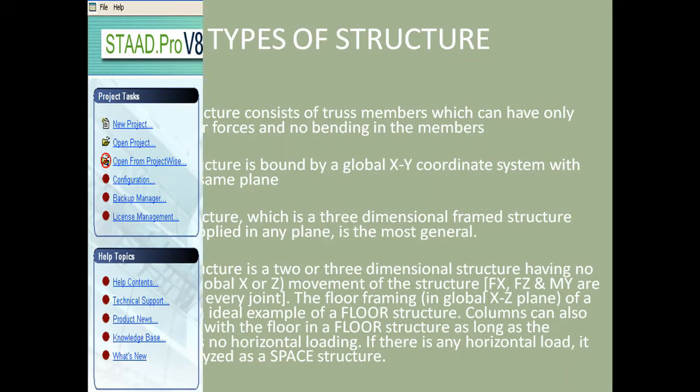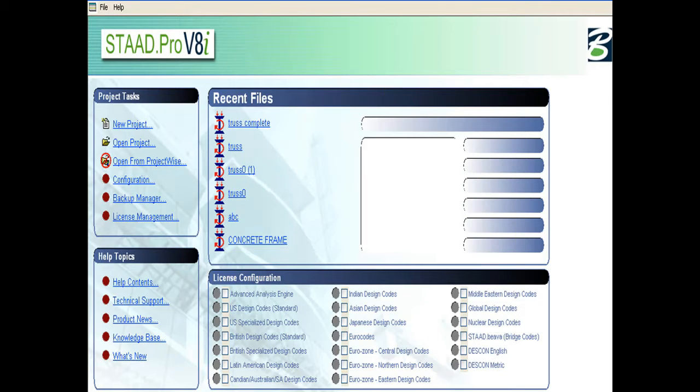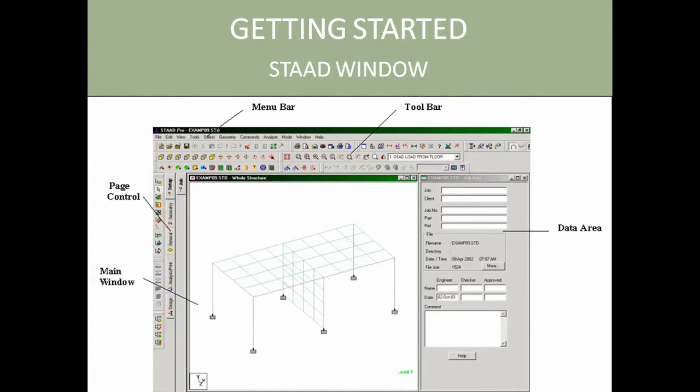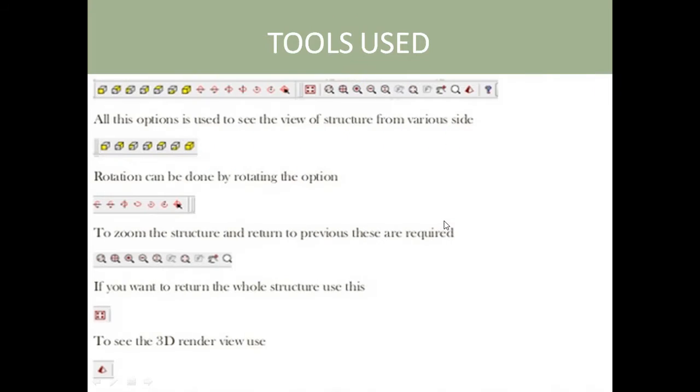After that, this is the interface of STAAD.Pro. This is the menu bar, and these are the tools used in STAAD.Pro. These are the page controls, these are the cursors, this is our main window, and this is our data area.